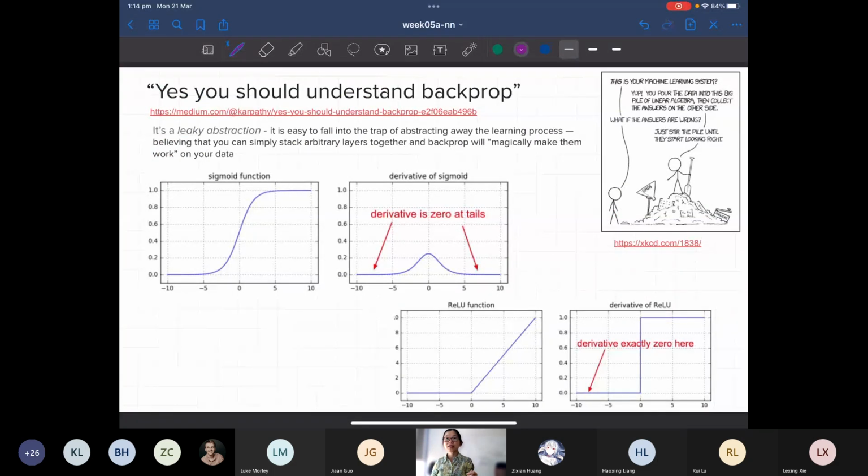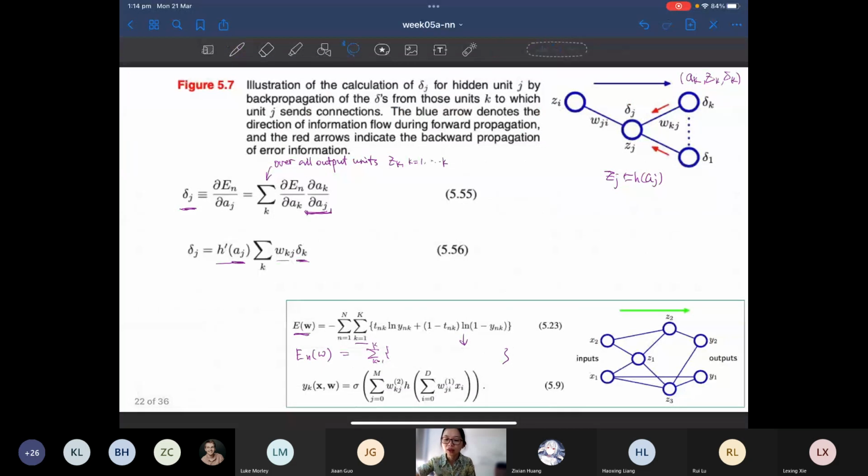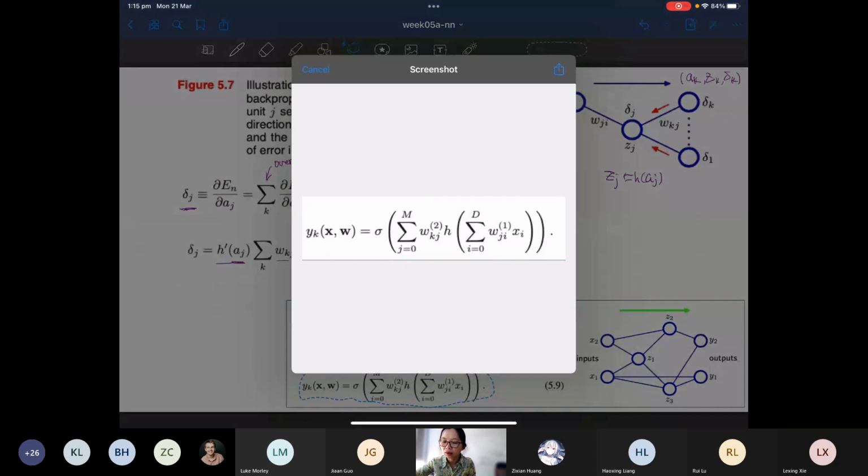I thought it's worth making the argument that, yes, we should understand backprop. But before that, let me take Qinyu Zhao's question. It is a good question. Here we go. Let me try and copy this equation. Okay, I can copy this.